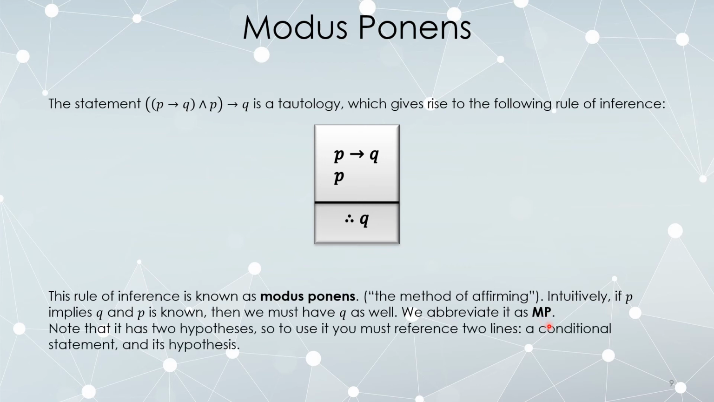Now the two lines that you refer to are not just any two lines. It's got to be a conditional statement and something that is exactly the hypothesis of that conditional statement. The two lines you refer to have to be a conditional statement and its hypothesis. Otherwise, you are not correctly using modus ponens. And the line that you get out has to be the conclusion of the conditional statement you referred to. These have very, very strict requirements so that you don't accidentally think that logic tells you things that are wrong. Okay, you have to refer to a conditional statement and its hypothesis, and what you get out is the conclusion of the conditional statement you referred to.